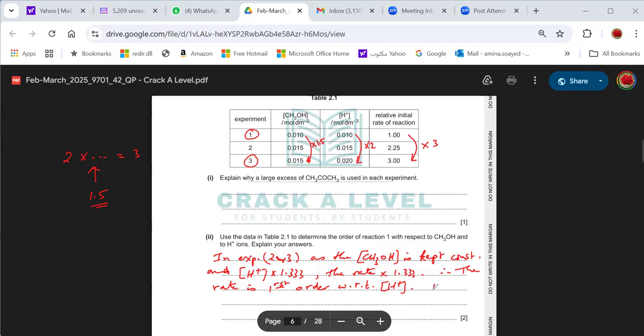So here we say that in experiments 1 and 3, as the concentration of hydrogen ion increases by 2, the concentration of the methanol increased by 1.5, the rate increased by 3. So this means that the rate is first order with respect to the concentration of the methanol as well. Okay. So now you know that it is first order with respect to the methanol and first order with respect to the hydrogen ions.